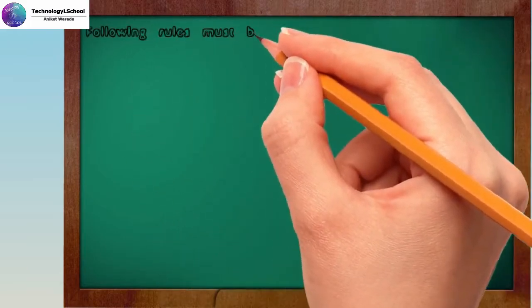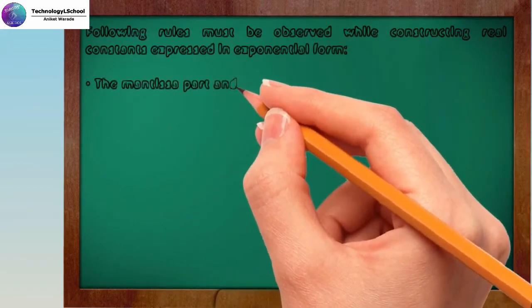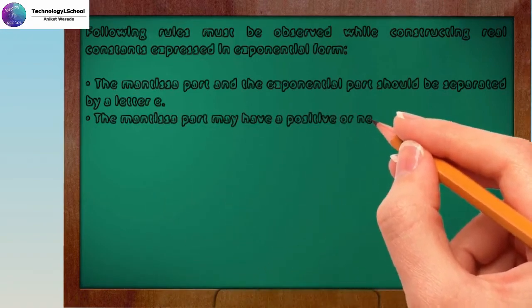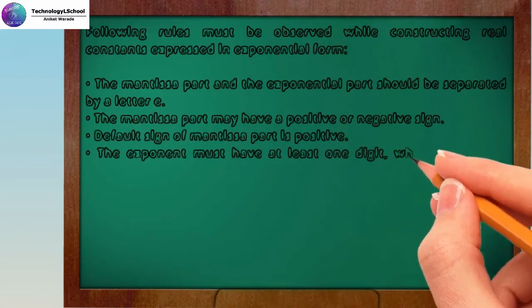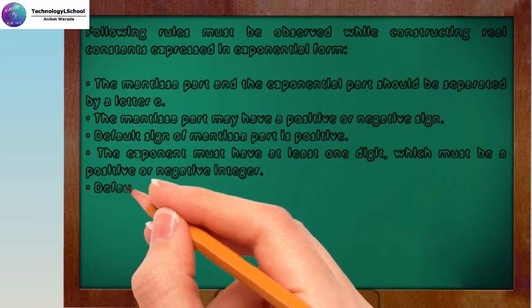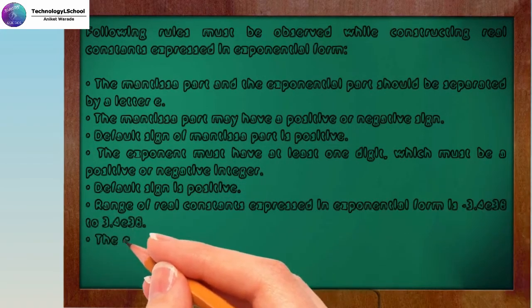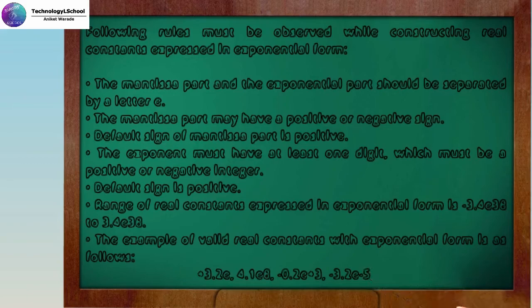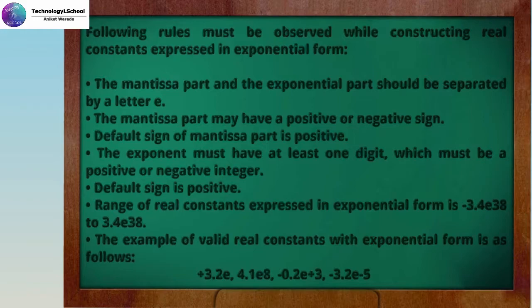Following rules must be observed while constructing real constants expressed in exponential form. The mantissa part and the exponential part should be separated by a letter e. The mantissa part may have a positive or negative sign. Default sign of mantissa part is positive. The exponent must have at least one digit, which must be a positive or negative integer. Default sign is positive. Range of real constants expressed in exponential form is minus 3.4e38 to 3.4e38. The example of valid real constants with exponential form is as follows.